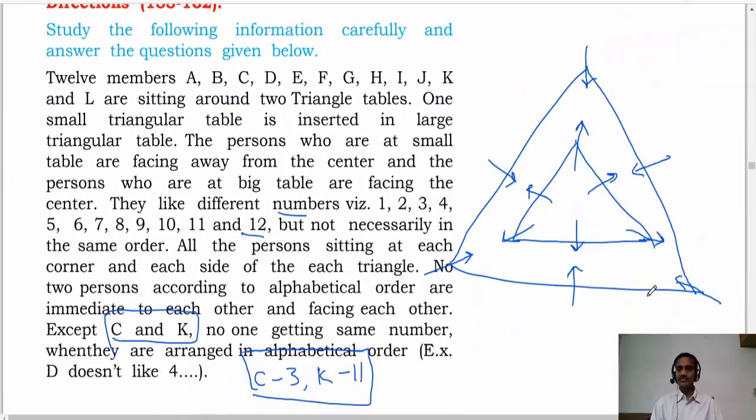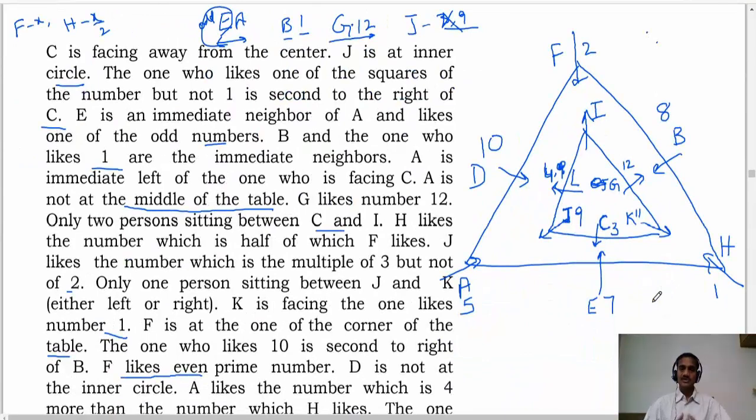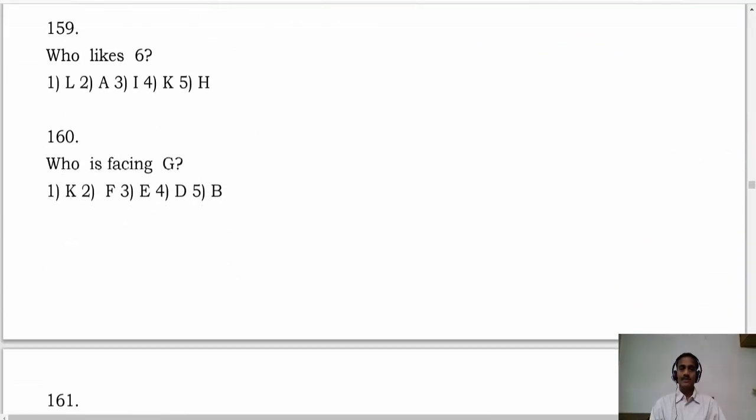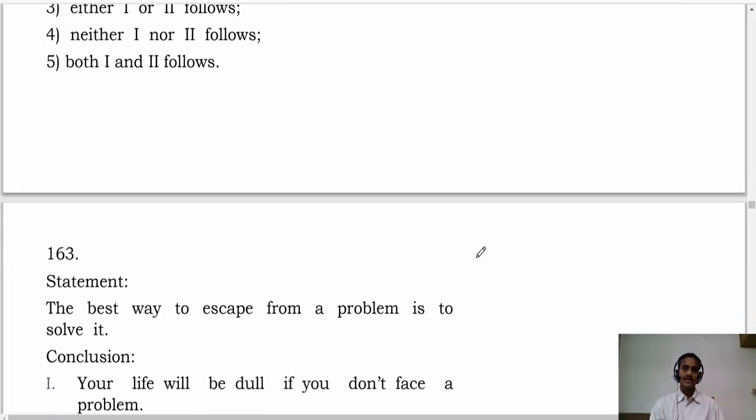Now question numbers 158 to 162. Now write down this one, 158 to 162. This is how these 12 questions were seated in these two triangles, the inner triangle and the exterior triangle. Then next one, 163 to 164. Now what did I give in 163 to 164? It is based on conclusions, with the choices 1, 2, either, neither, both.